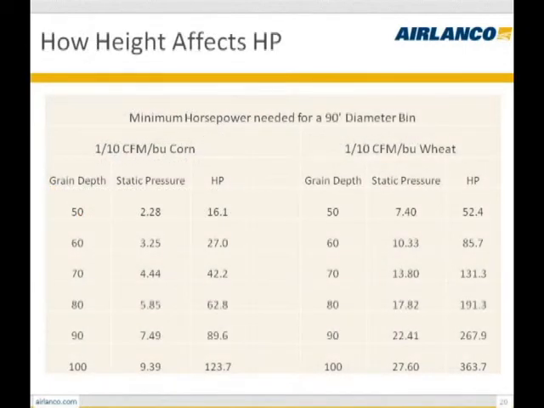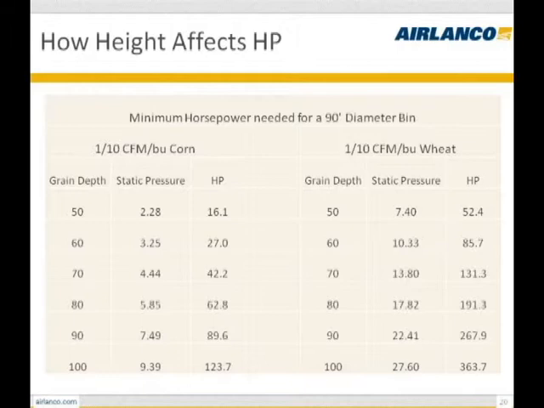This is something I want to throw together, because a lot of people don't understand it or it's kind of hard to understand. Using some aeration programming, I put 1/10 CFM per bushel on corn and 1/10 CFM per bushel on wheat, on a 90-foot diameter tank. This shows the minimum horsepower so you can have a fan that actually matches. I want people to understand that as these tanks get taller, it takes much more horsepower and static pressure. If you look at a 50-foot grain bin, 16 horsepower will take care of 1/10 CFM of corn, and that's great.